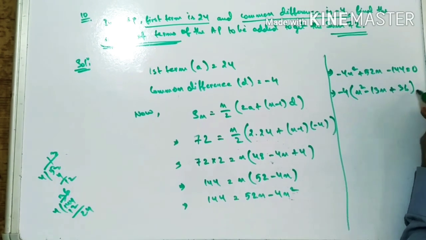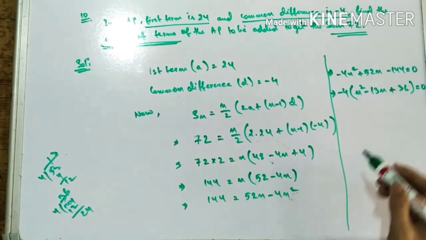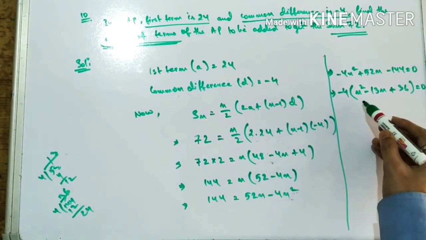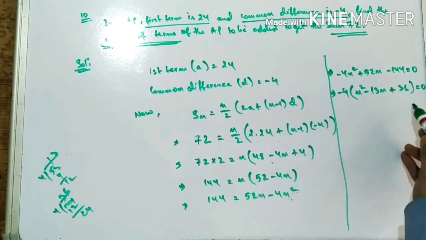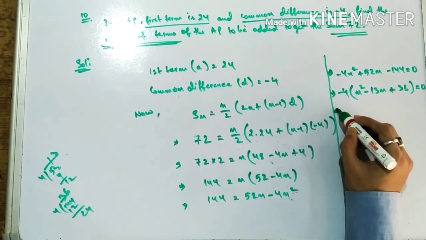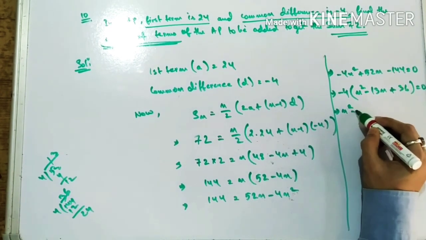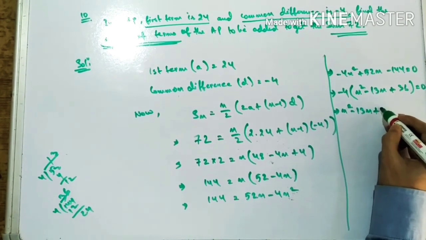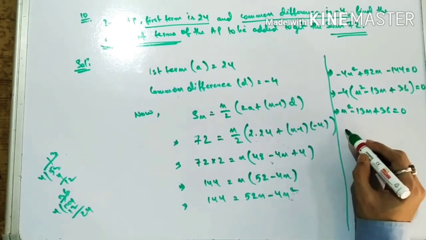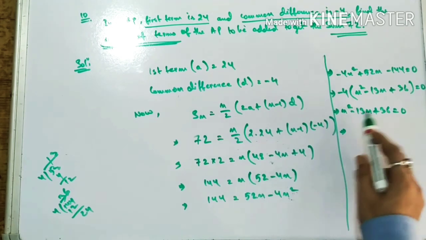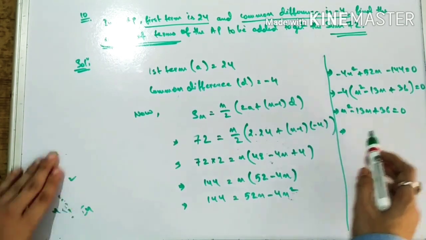This is 36 is equals to 0, I will get. Yes, minus 4, this is bracket start n square minus 13n plus 36 is equals to 0, I will get. So ultimately this will be n square minus 13n plus 36 is equals to 0. Now I will do splitting the middle term.